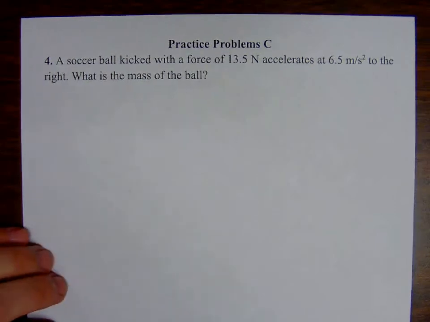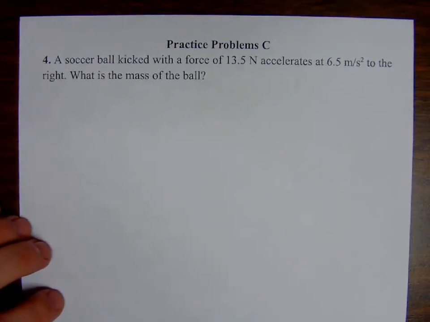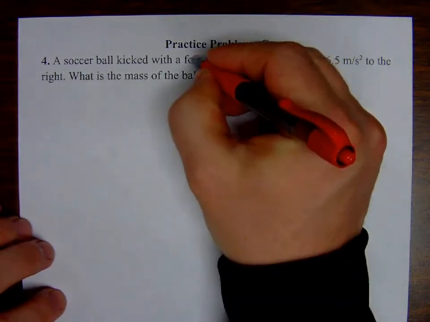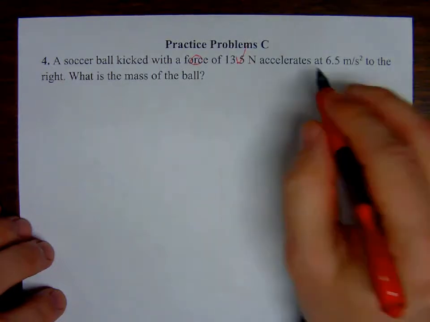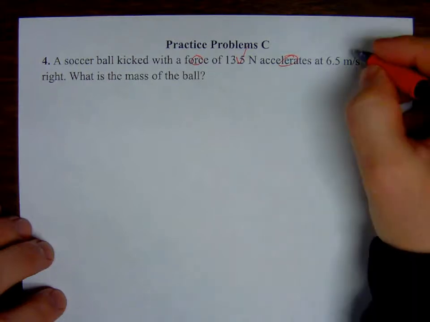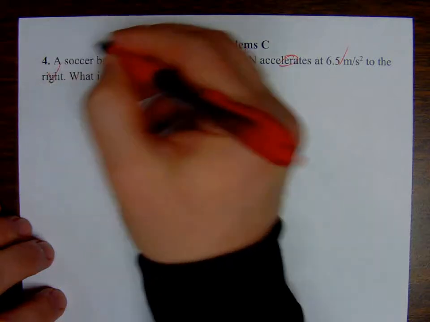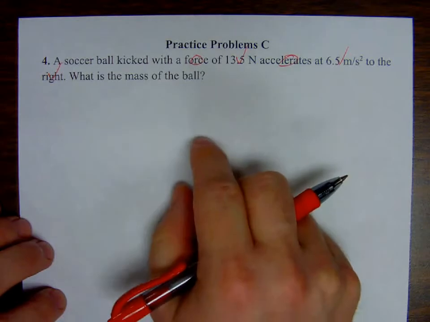All right, moving on to practice problem number 4, associated with sample problem C here in chapter 4. A soccer ball kicked with a force of 13.5 newtons accelerates, so that means that whatever value comes after that is going to be the acceleration, at 6.5 meters per second squared to the right. Again, here is a direction. What is the mass of the ball?